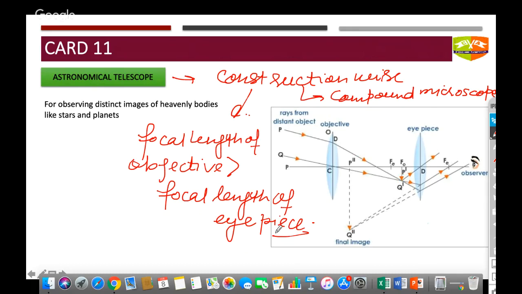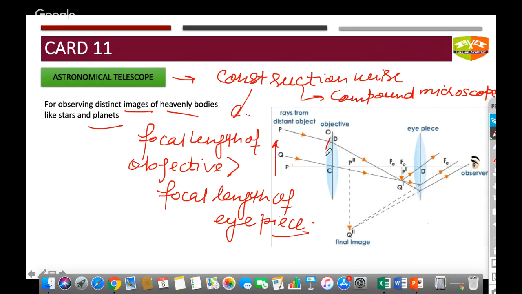Now why is it so? Let me explain the working of it. Suppose we look at a very distant object. What is an astronomical telescope used for? For observing very distant heavenly bodies, stars, planets. So what happens? Suppose this is an object which is very, very far from us. The lines which come from the distant object would be nearly parallel to the principal axis.